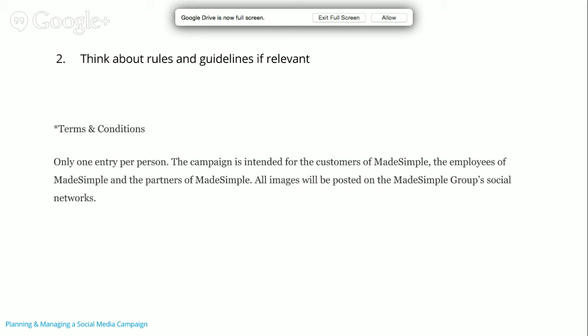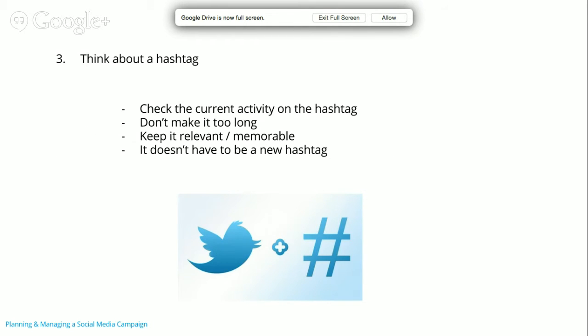The campaign is intended for the customers of Made Simple, the employees of Made Simple, and the partners of Made Simple. All images will be posted on Made Simple Group's social networks. And then we had other things, the typical T's and C's around the prize. The prize is this, there are no cash prize alternatives, and all your usual T's and C's. If you want to see a full outline of the T's and C's, just drop us a line at Get Trained UK, tweet us, and we can happily send you some standard T's and C's that you can use and share for your campaigns.